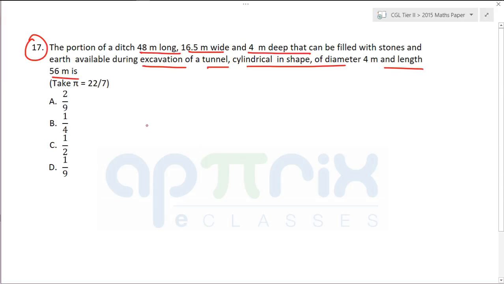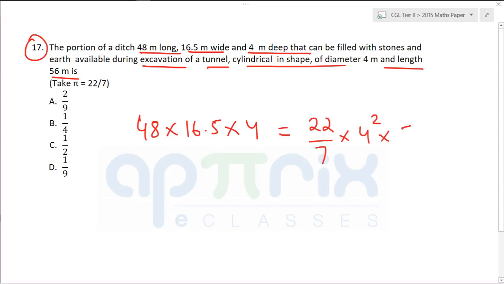So what you have to do here, 48 into 16.5 into 4 equals 22 by 7, cylindrical in shape, right? So pi into r square into h, that is given to be 56. This will give you 8. This 4 will be cancelled with this 4.